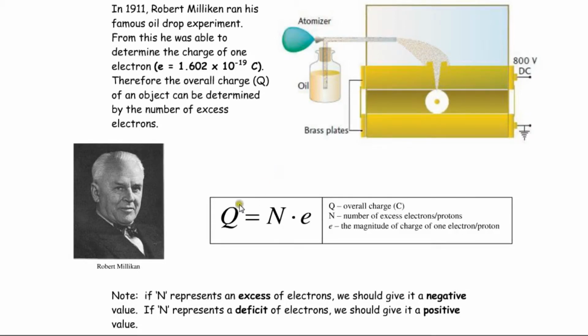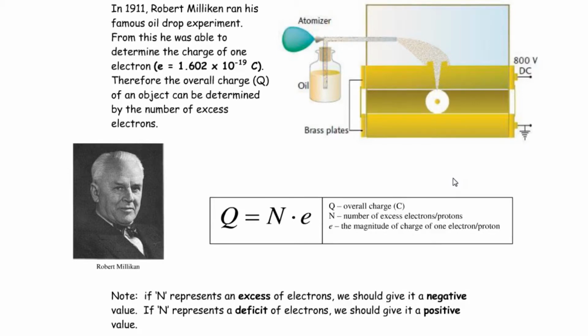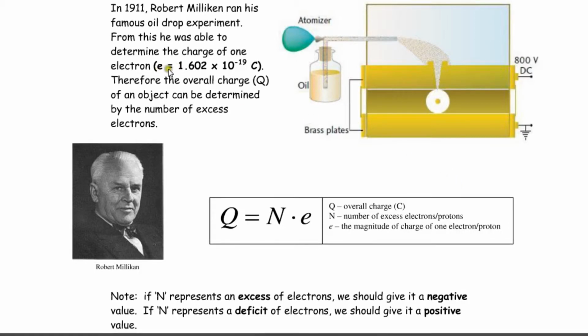So the equation in the box in the middle of the screen shows how we can determine the overall charge on an object if we know the number of electrons in excess or in deficit, or the number of protons in excess or in deficit that an object has, and multiply it by the magnitude of charge on one electron, which is a constant, once again shown at the top of the screen, 1.602 times 10 to the negative 19 coulombs.